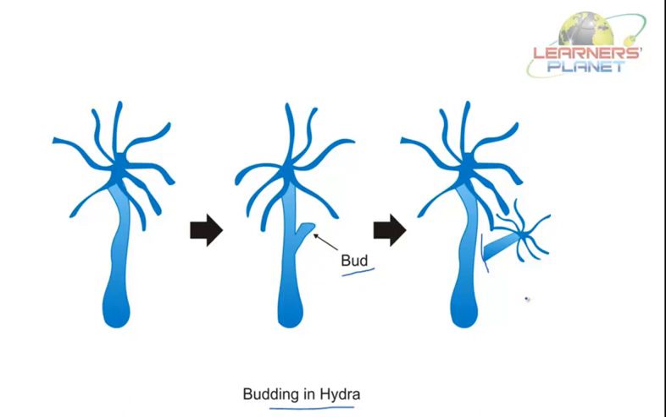Budding is different from binary fission because the offspring and parent are not the same size. Yeast, hydra, sponges and some warts reproduce by budding.